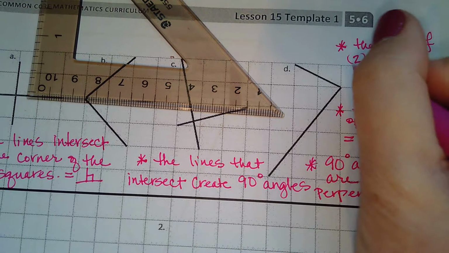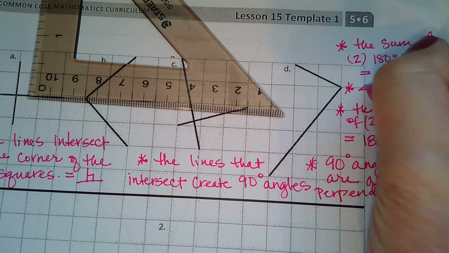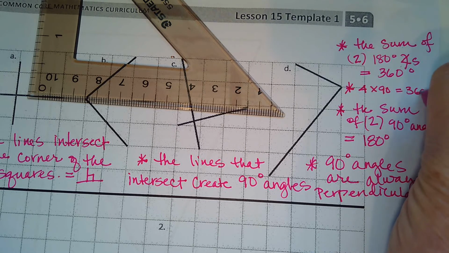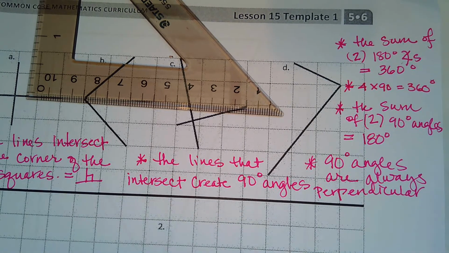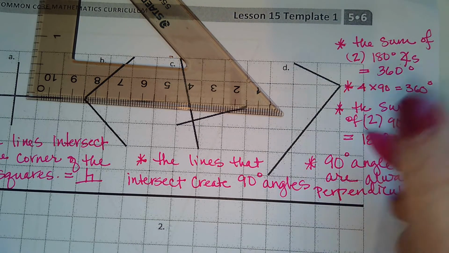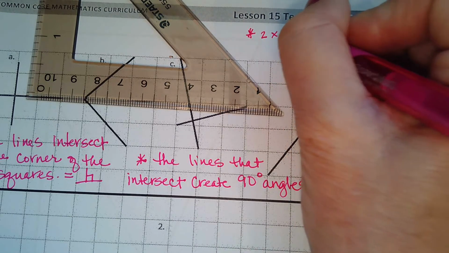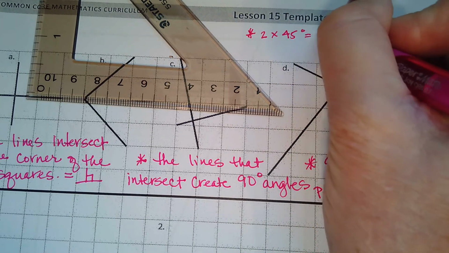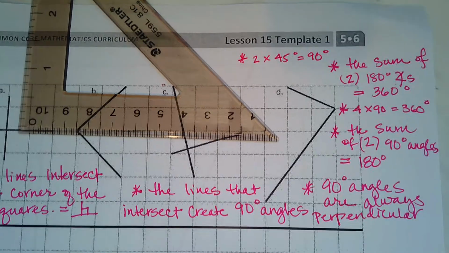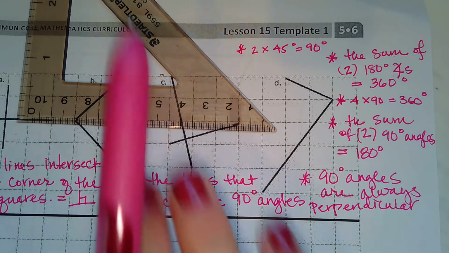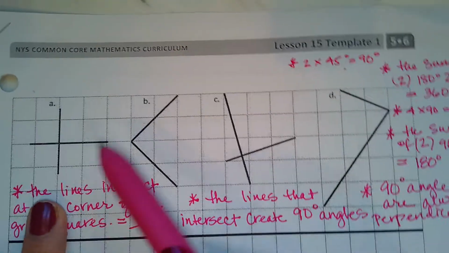Or you could say 4 times 90 equals 360 degrees. You could say 2 times 45 equals 90 degrees. So the sum of the four angles of two intersecting perpendicular lines is 360 degrees.